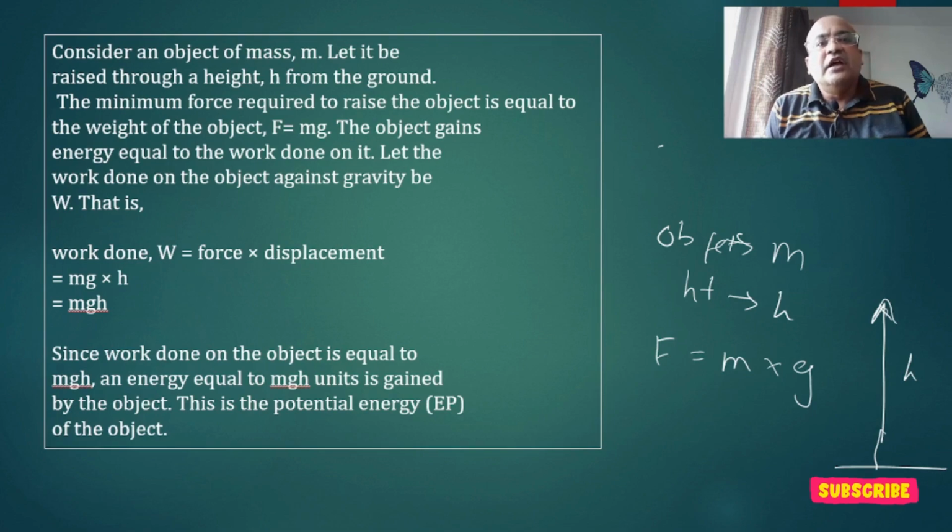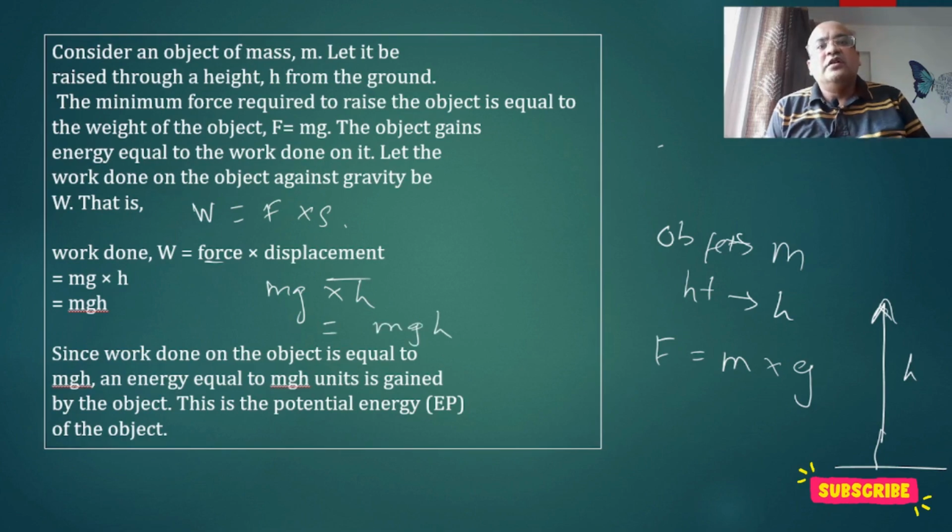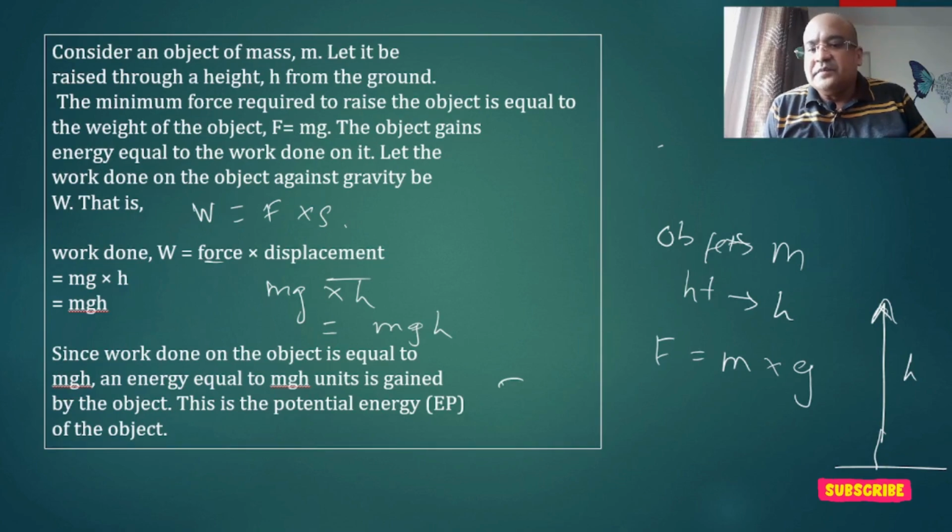Let the work done be W. We know work done is force into displacement. The force we have put is mg, and the displacement is h. So work done is mgh. Since the work done on the object is equal to mgh, and energy equal to mgh is gained by the object, this is the potential energy of the object.